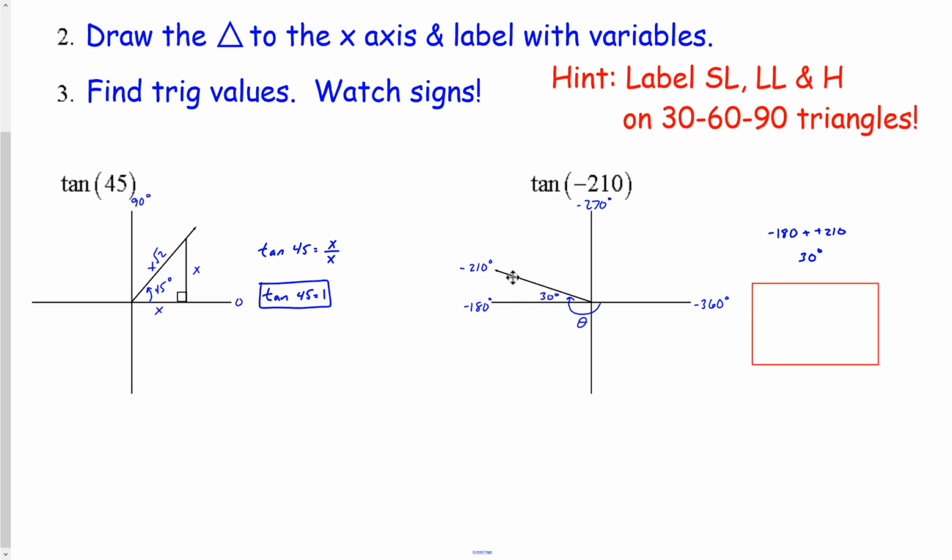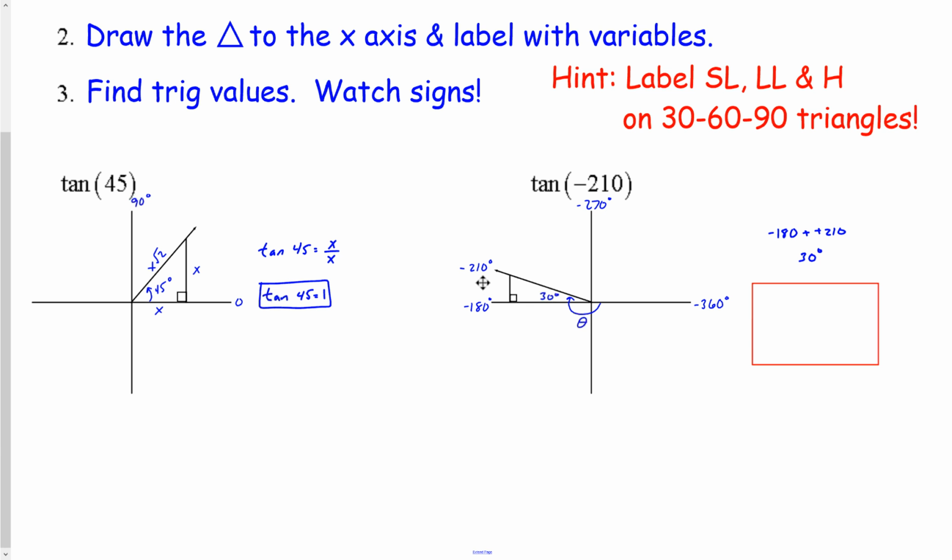Now I can draw my triangle. There we go. So always coming back to the x-axis. You can put that anywhere in this angle as long as it's perpendicular to the x-axis. Now we know this is going to be a 30, 60, 90 triangle because we have a 30 degree and a 90 degree. The third one has to be a 60 degree angle.